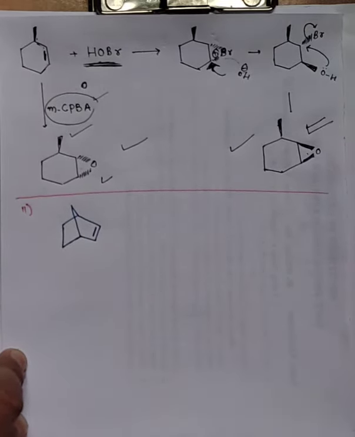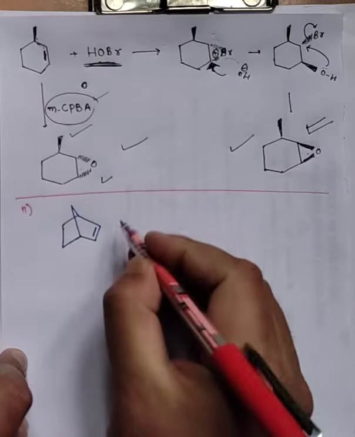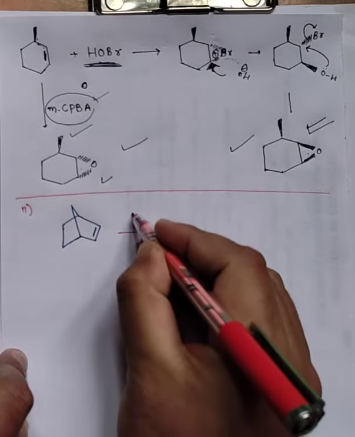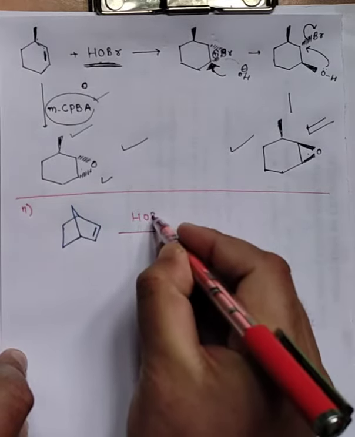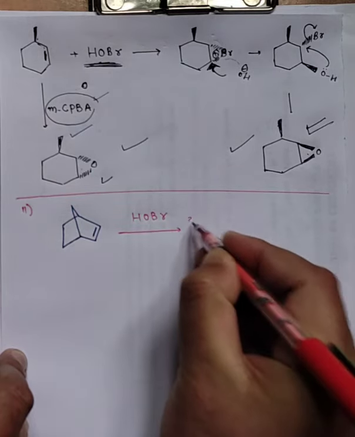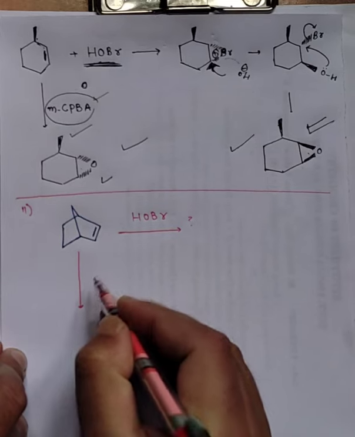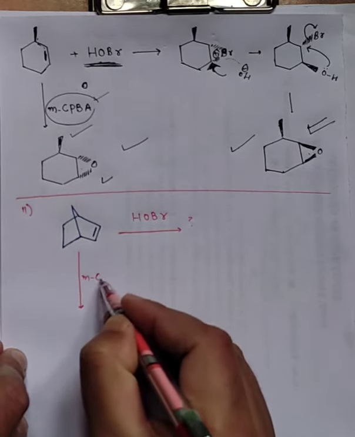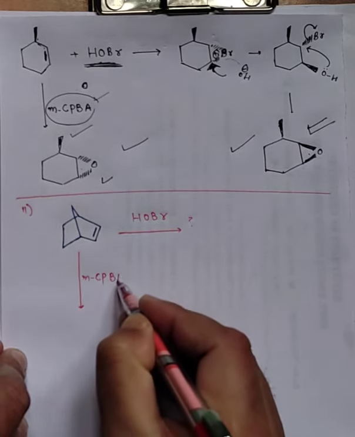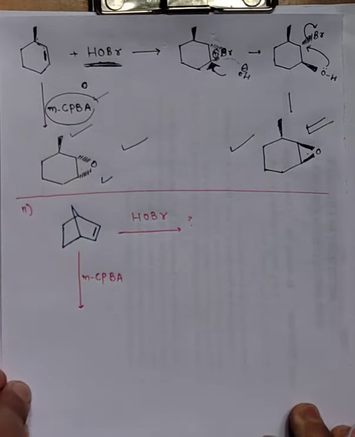So our scheme is that we treat this with HOBr on one side, this is our scheme number 1, and ask what product is formed. On this other side we'll treat this with metachloroperbenzoic acid. Okay, so what is the product formed?